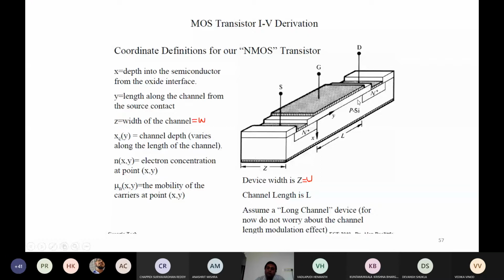When VDS is increasing, what happens? When VDS is greater than VDsat, or we can say VGS minus VT, initially at VDsat the current starts becoming constant. Then as you further increase VDS, only a voltage equivalent to VDsat, which is VGS minus VT, is dropping across the channel, and the rest of the voltage is dropping across the increased depletion width.